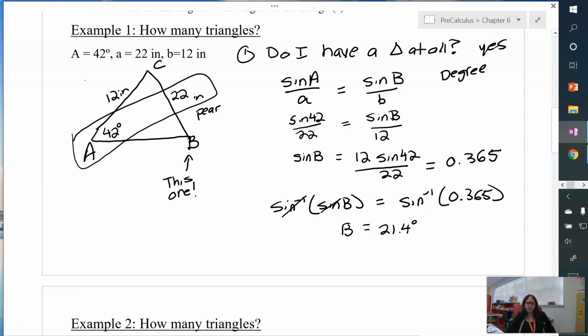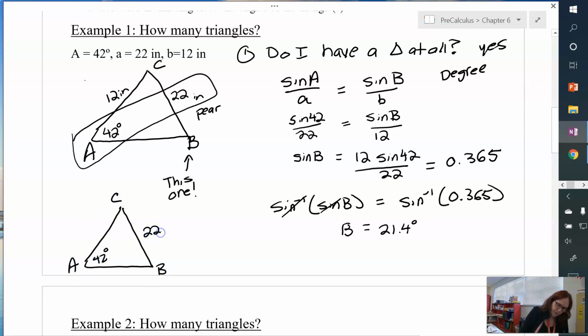Now my second question is, do I have another triangle? So what I'm going to do to answer that one is I'm going to draw that triangle. This is still A, this is still C, this is still B. A is still 42 degrees. Little a is still 22 inches. Little b is still 12 inches. But this time, my angle B is going to be the supplement of what I got. So I'm going to do 180 minus 21.4, and I get 158.6.